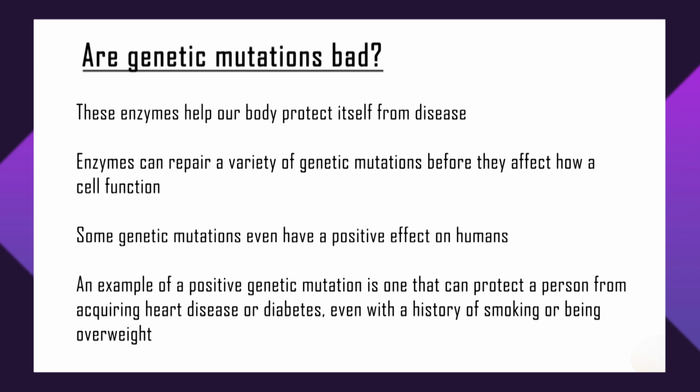Some genetic mutations even have a positive effect on humans. Changes in how cells work can sometimes improve the proteins that our cells produce and allow them to adapt to changes in our environment. An example of a positive genetic mutation is one that can protect a person from acquiring heart disease or diabetes, even with a history of smoking or being overweight.